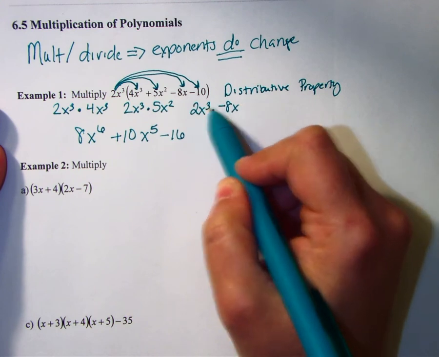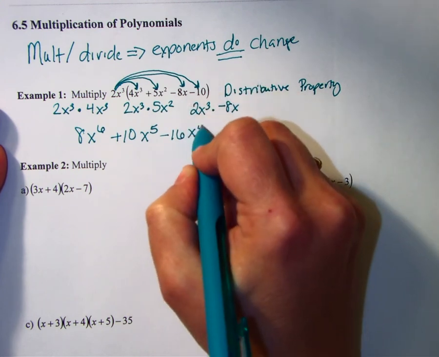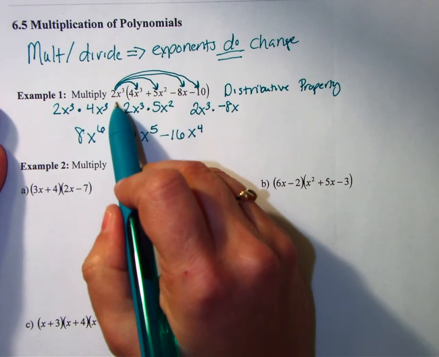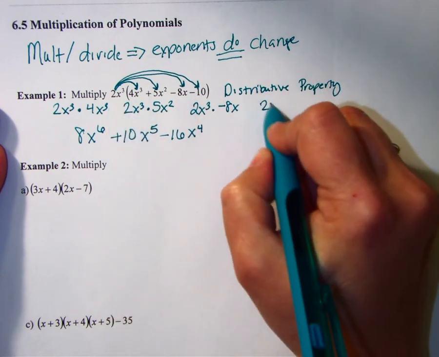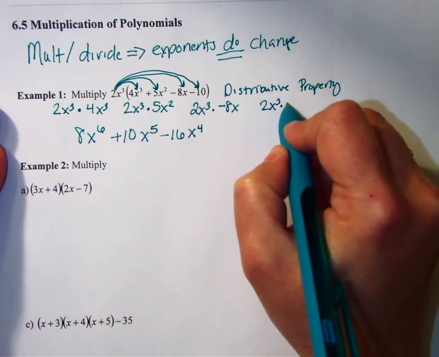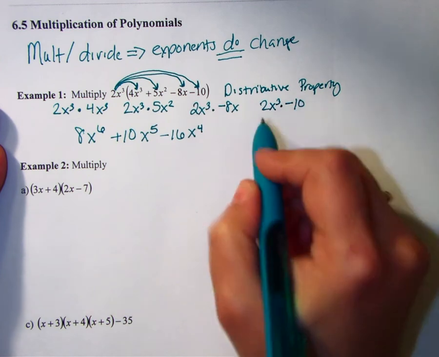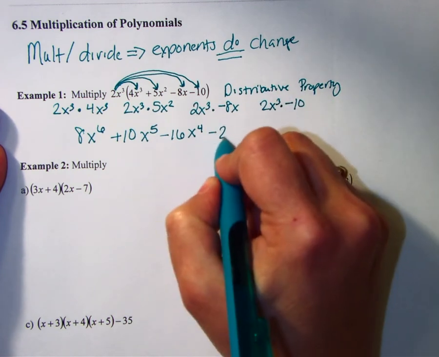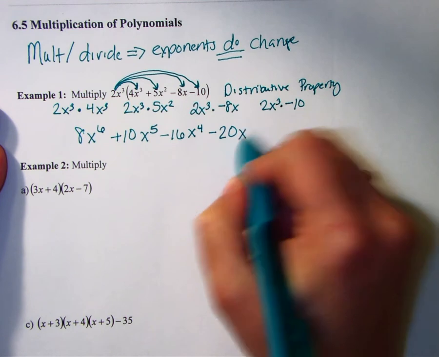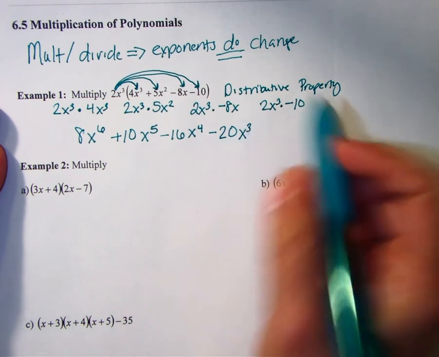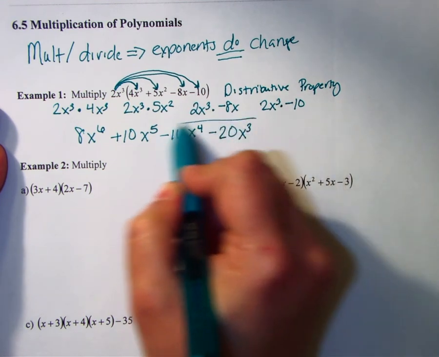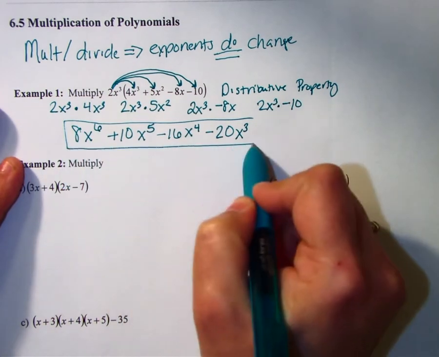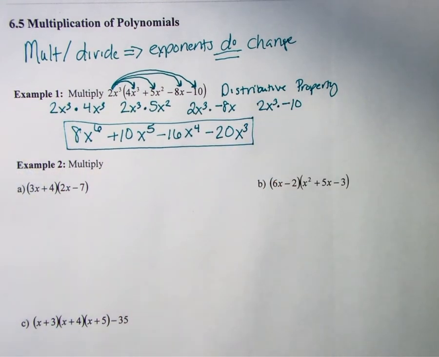And last but certainly not least, we're going to take 2x cubed and we're going to multiply it by a negative 10. So 2 times a negative 10 is negative 20. And there is no other variable here, so it's just going to stay at x cubed. So my final answer in this case is 8x to the 6th plus 10x to the 5th minus 16x to the 4th minus 20x to the 3rd. Now we did distributive properties earlier, but now we're adding in the variable, so that's what makes it different.